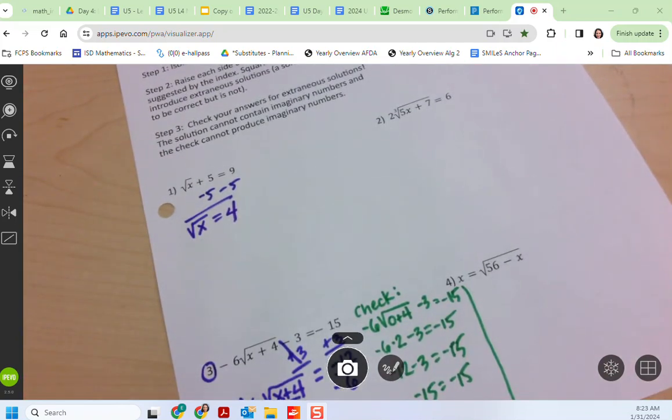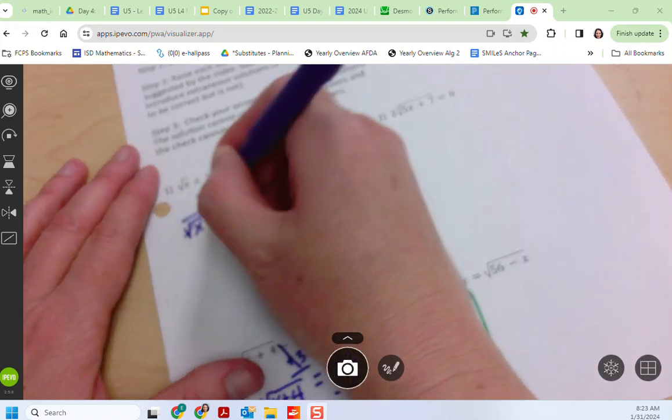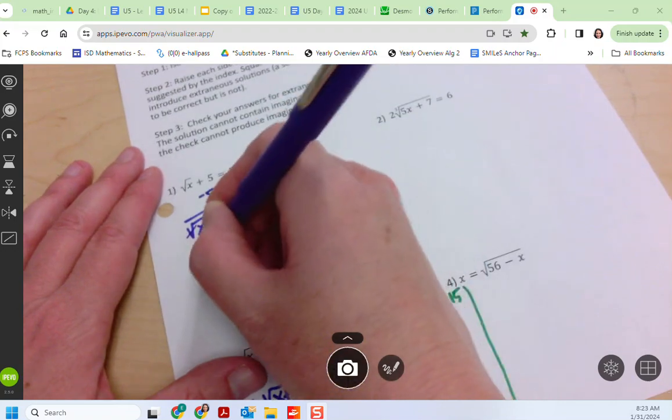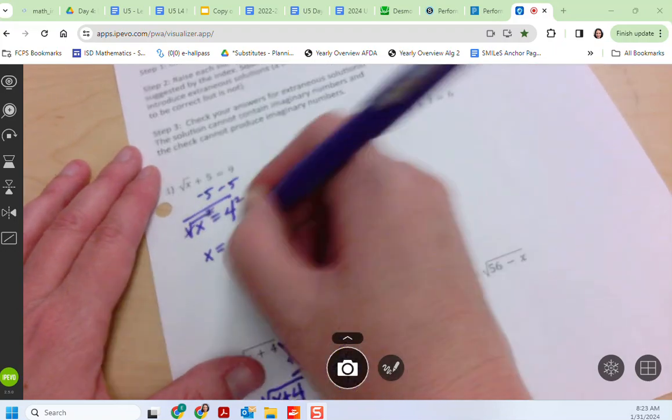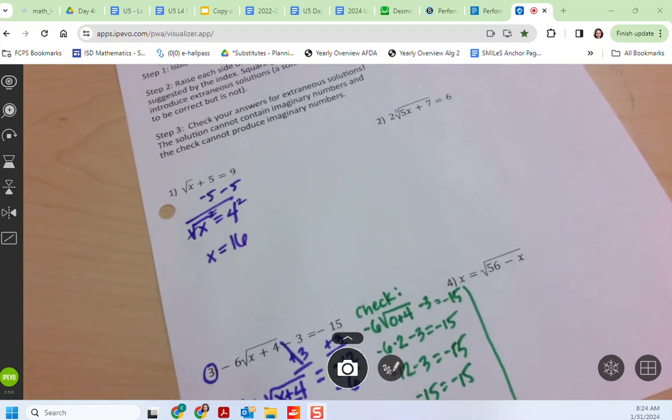You square. Very good. So squaring the left side will cancel out your square root. And then squaring the right side gives you what answer? 16. All right, so that's going to be our answer if it checks out. I'm going to do the check step now.